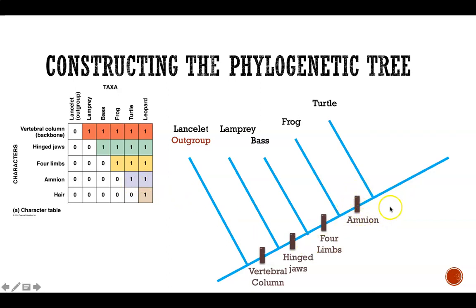So we can see amnion, everybody after that split has the amnion. Now finally, the only trait that the leopard has that nobody else has is hair. So we're going to put him down here. We can look at this in several ways. We can say, okay, everybody after this trait has that trait. Or we can say this trait appeared in a common ancestor that gave rise to both of these groups. You can look at it either way.